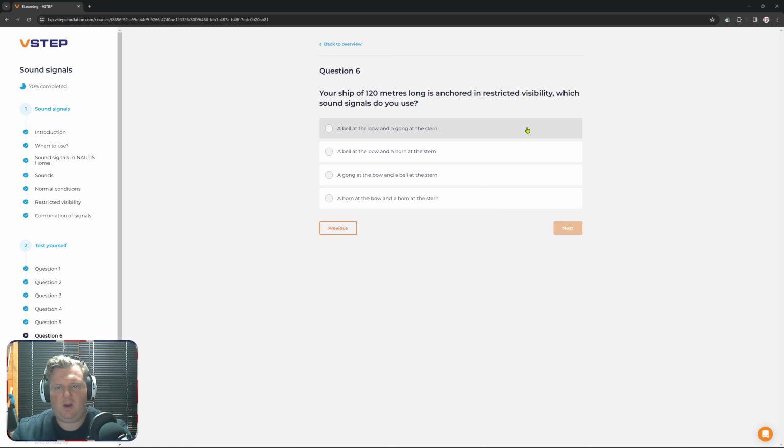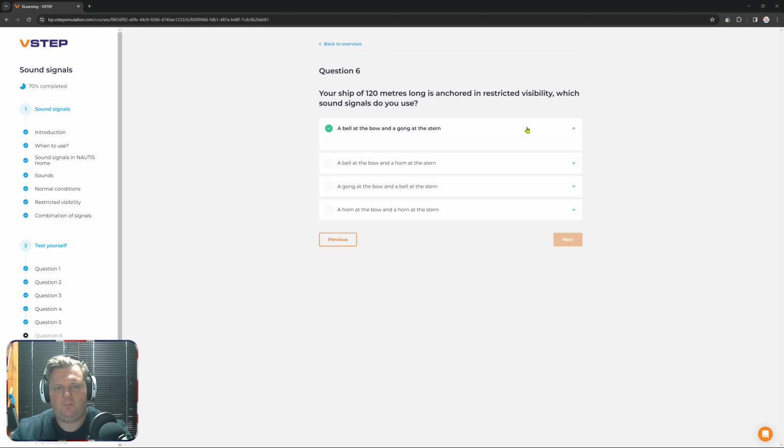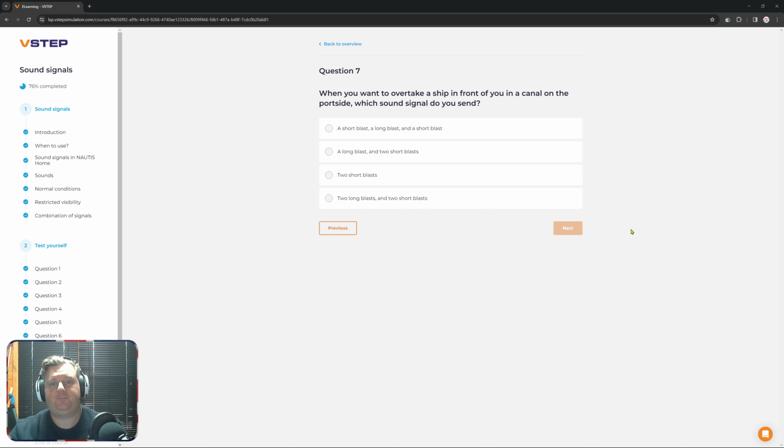A bell at the bow and a gong at the stern? Oh, that was a good guess. When you want to overtake a ship in front of you in a canal on the port side, which sound signal do you send?